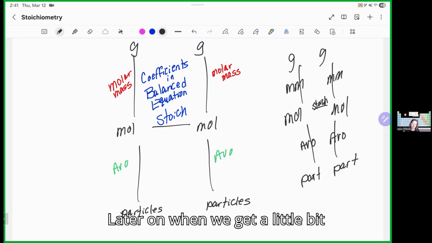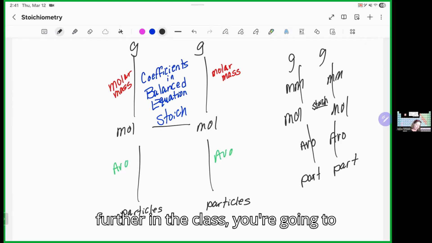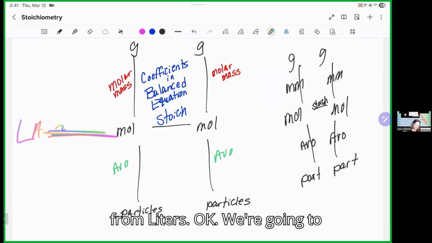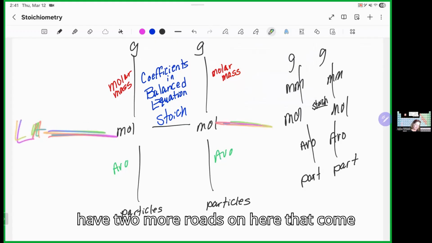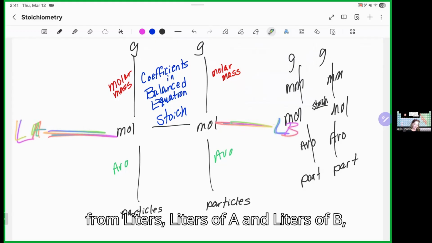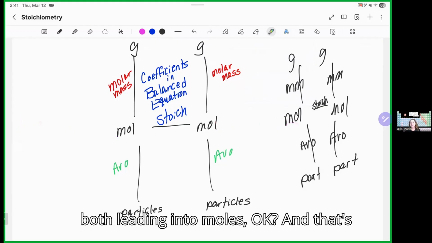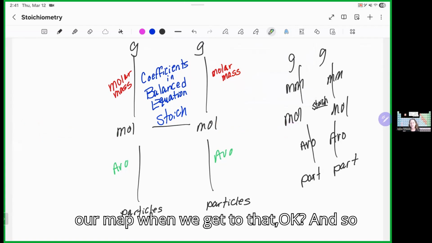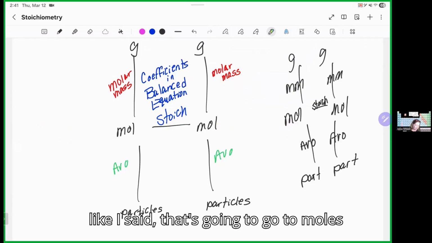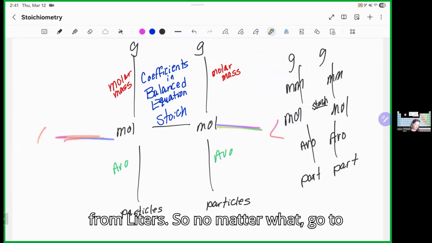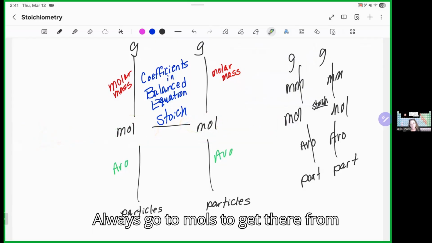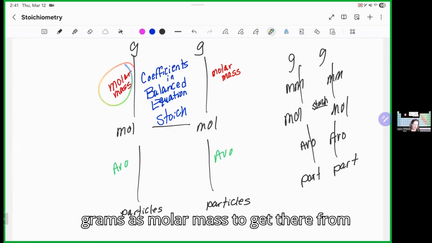And later on, when we get a little bit further in the class, you're going to have another road that comes into moles from liters. Okay, we're going to have two more roads on here that come from liters, liters of A and liters of B, both leading into moles. And that's going to be pretty much the final road on our map when we get to that. So no matter what, go to moles. If you don't know what else to do, always go to moles. To get there from grams is molar mass. To get there from particles is Avogadro's number.